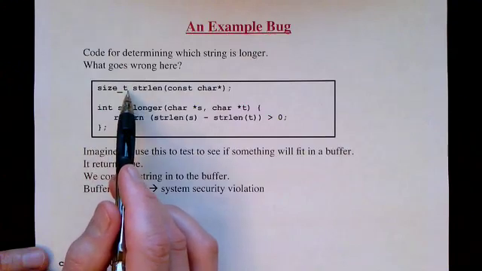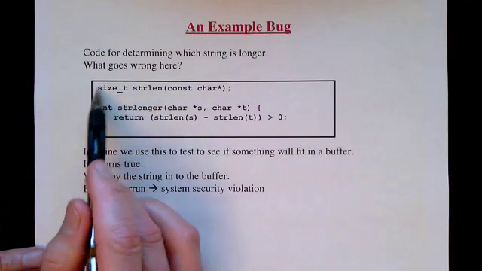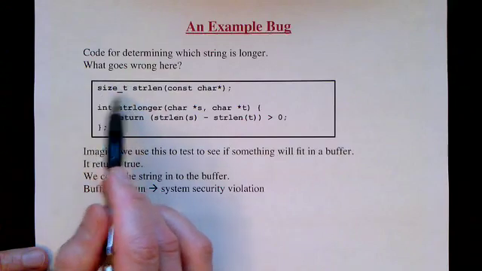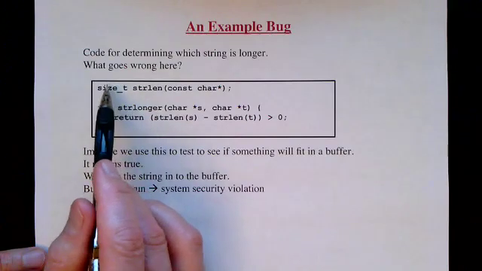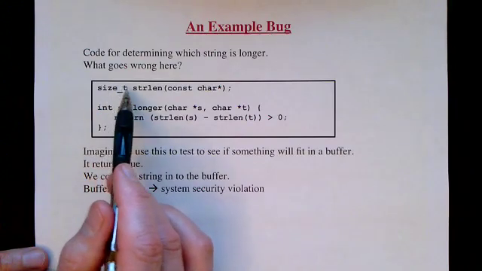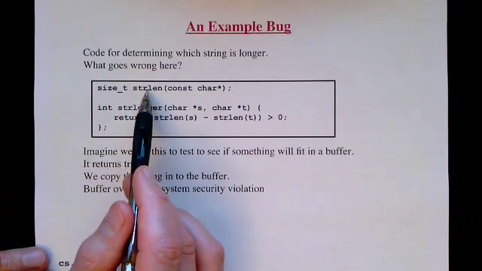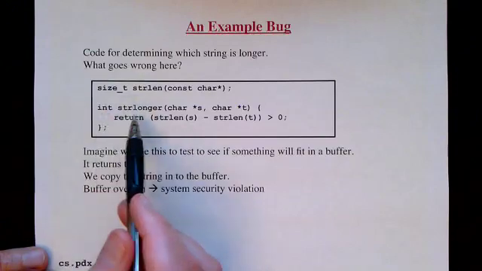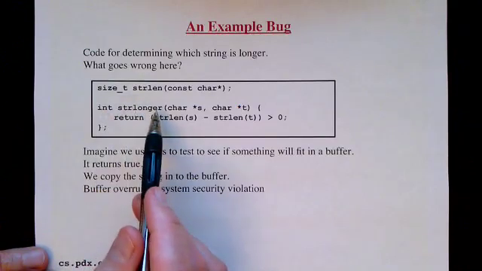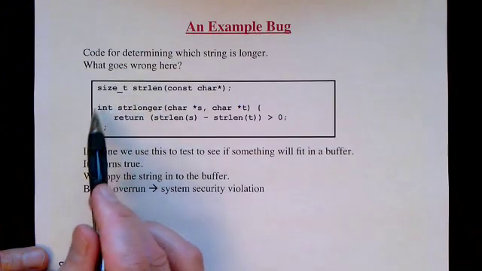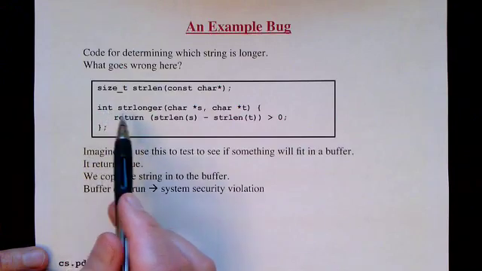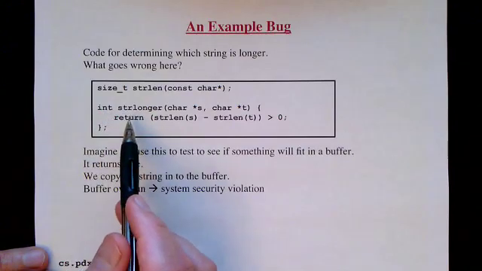And in fact, if you look at what size t is, you find it's an unsigned integer. So you have to be careful. This function returns an unsigned number. Okay, now let's say we write a function called string longer. It's going to return true or false, which in C is represented as an integer, either 0 for false or 1 for true.